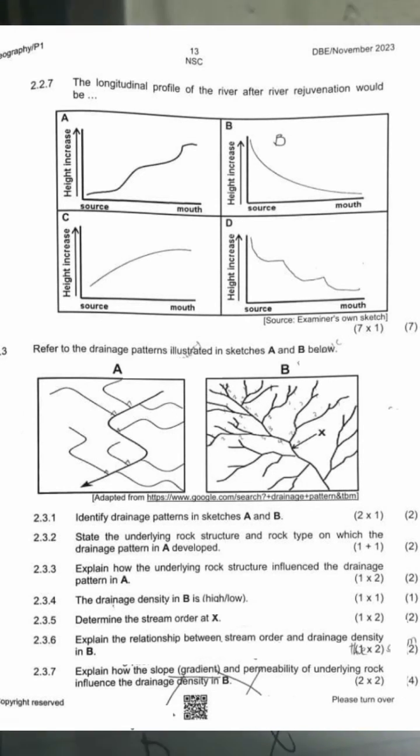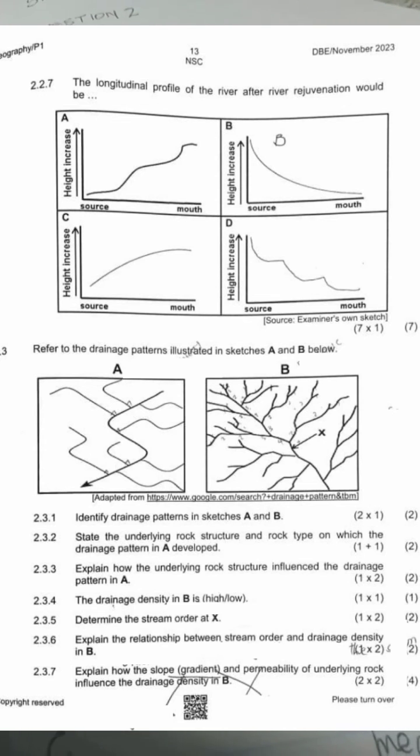2.2.7, it looks like we have 4 graphs here. 2.2.7 says the longitudinal profile of the river after rejuvenation would be, so after it has been rejuvenated, what would it look like? Would it look like A, B, is it C or D?